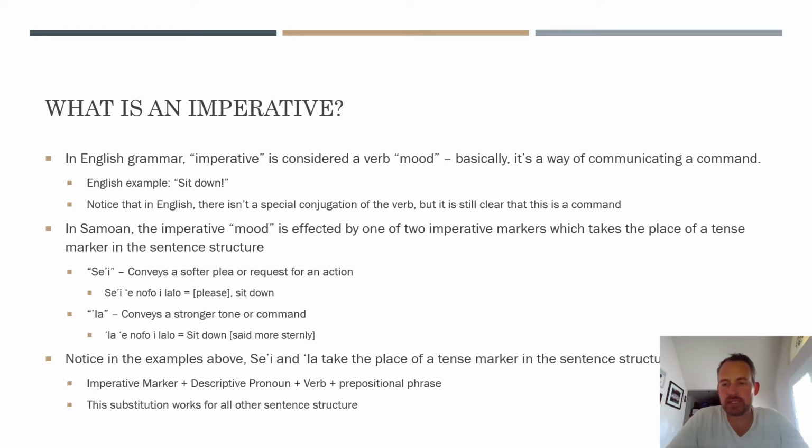And so these imperative markers follow the same sentence structure that you would ordinarily have. It's just instead of a tense marker, you drop in one of these imperative markers. And in Samoan, there's really two of these. So the first one is sei.